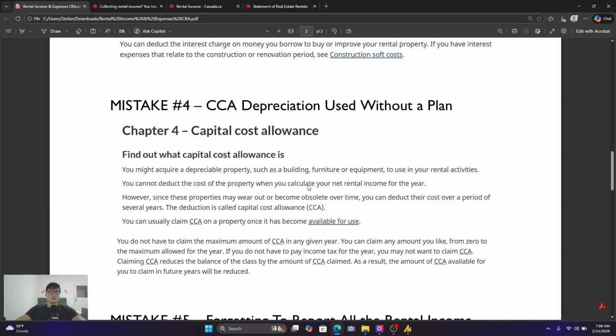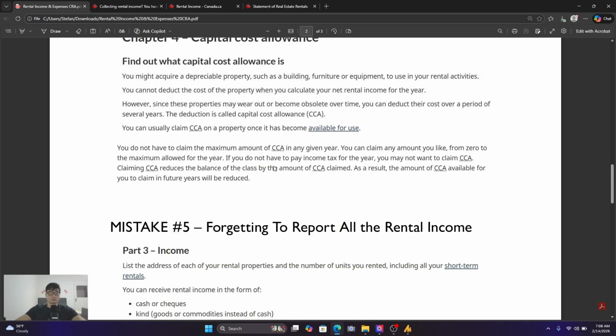So if you're at a loss or you're at 0, you do not want to claim the CCA. You're going to have to click a checkbox in your T776 software, in your tax software that you're using. Do not claim CCA. Don't let them go to waste. When you are in an income position, then you will claim it.